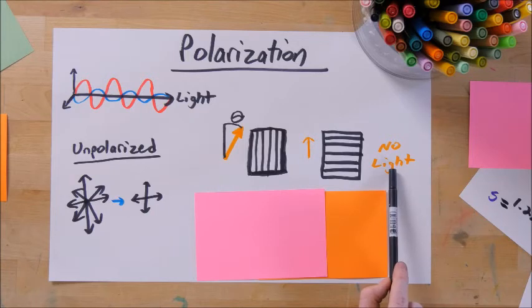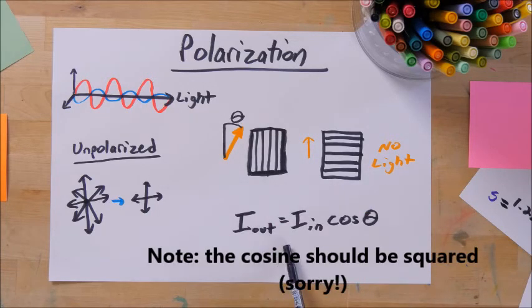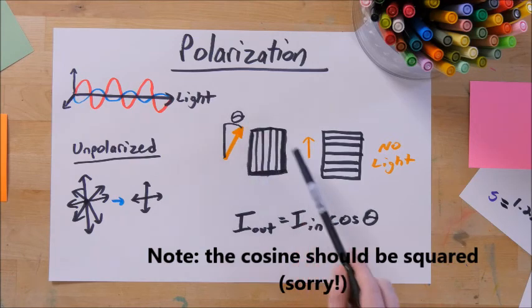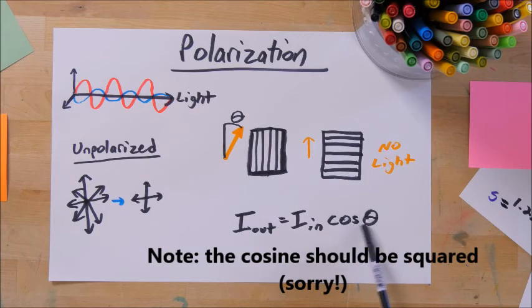Mathematically, we can represent polarization using Malus's law. The intensity of the light coming out of the filter depends on the intensity of the light going into the filter and the cosine of the angle between those two. For example, if I had some polarized light with an angle of 60 degrees relative to the filter, I end up with half of the intensity because I plug in 60 here and see that that comes out to making a half.